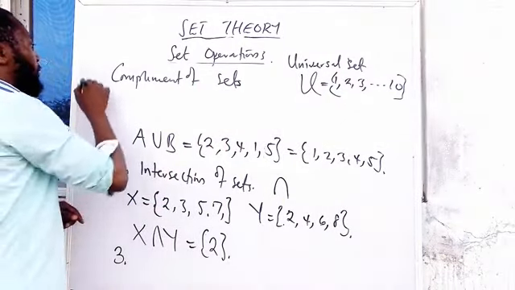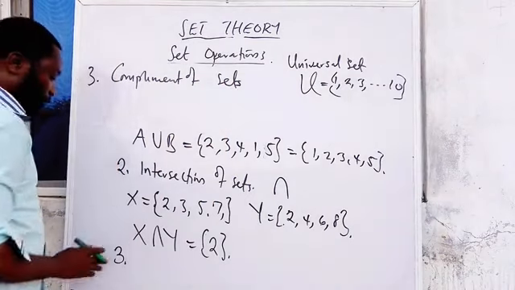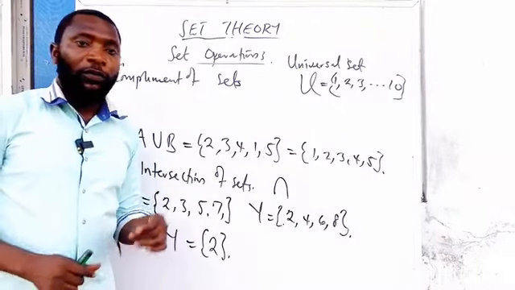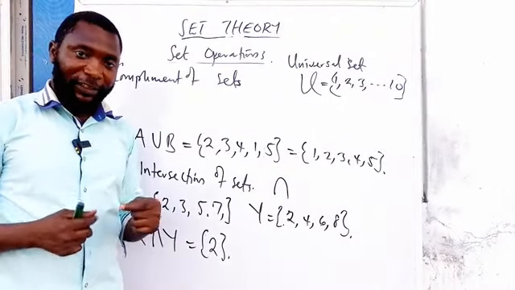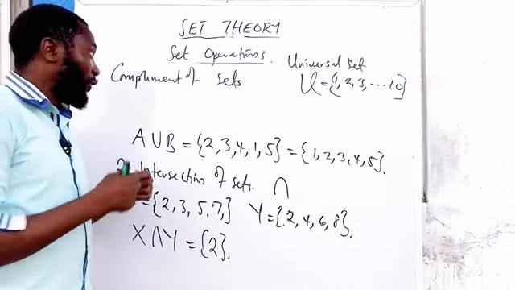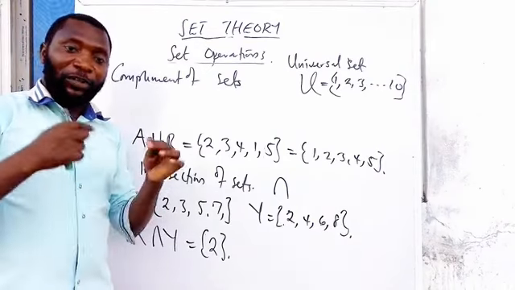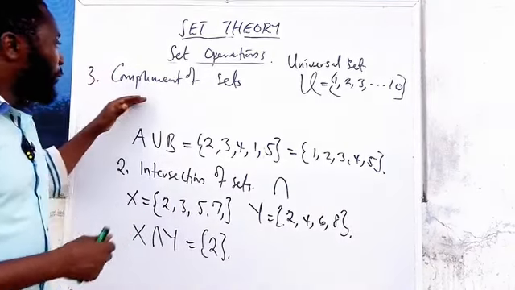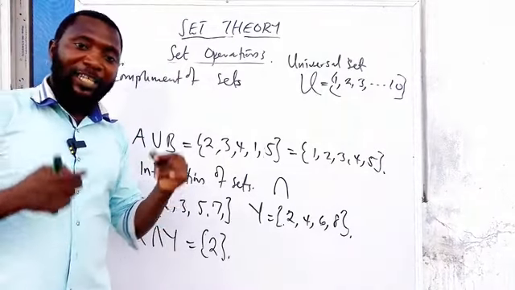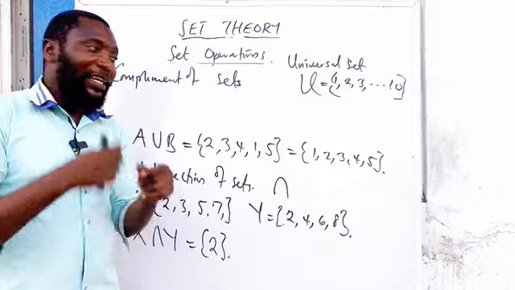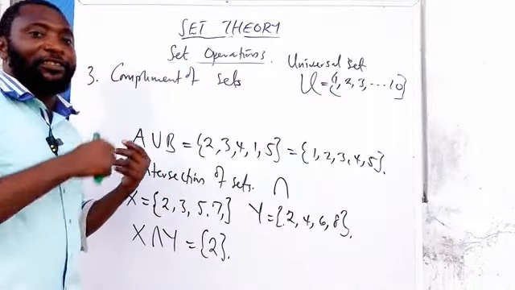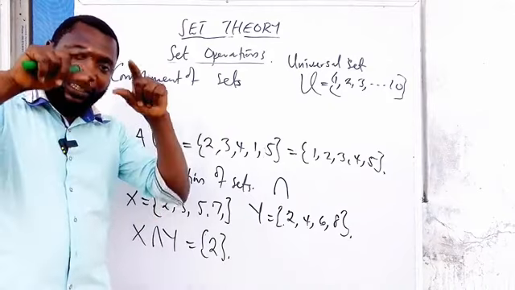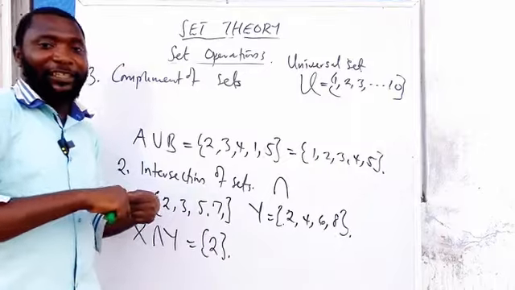There is number 3. Now, for example, before you find the complement of a set, before you look for the complement of a given set, we must know the universal set, because complement of a set are the members of universal set that are not in the set.